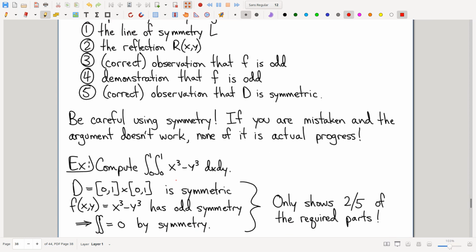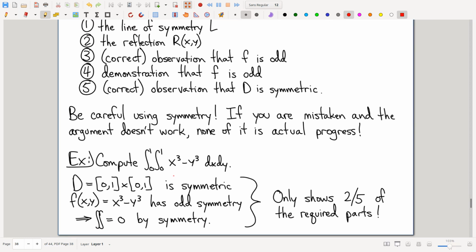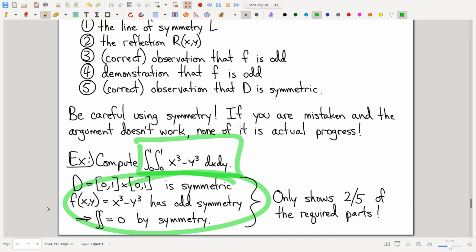This is a counter example, I guess I'll say. This is not what I want students to do, but you can see how a student might be tempted by looking at this integral and just writing this down. All right, well, the domain's symmetric. That's nice. This function has an odd symmetry. Boom, done. Tempting. But there's just a ton of stuff left out here.